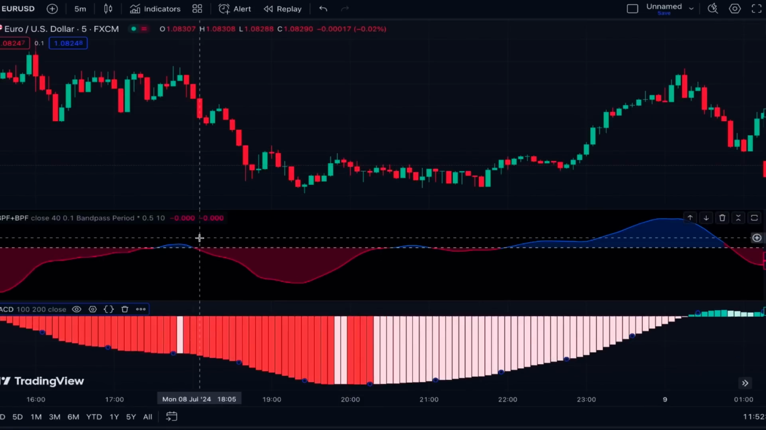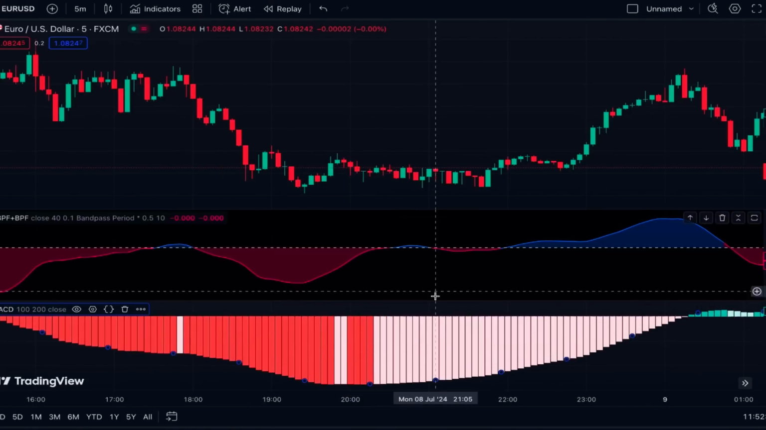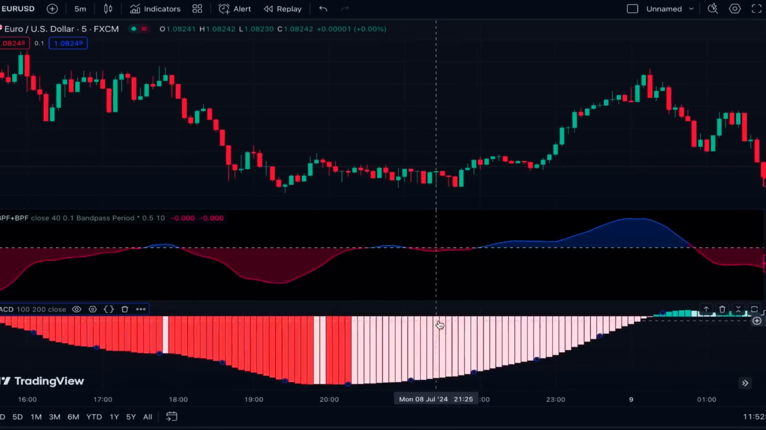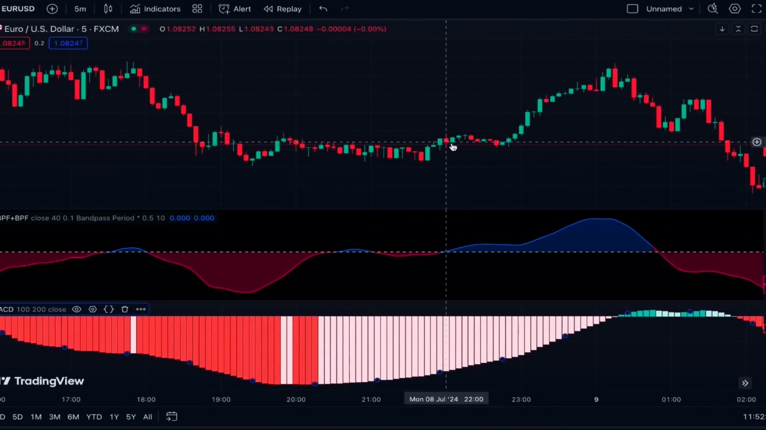So for example, this bearish crossover is okay, but this one is not okay because the bar is light red, and you can see that the market didn't decline after that, and we had advancing of the price hitting our stop loss.